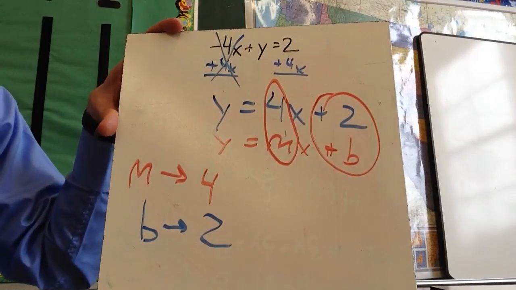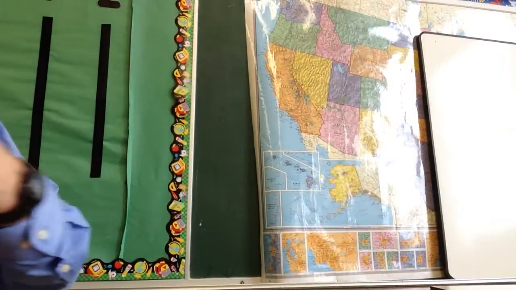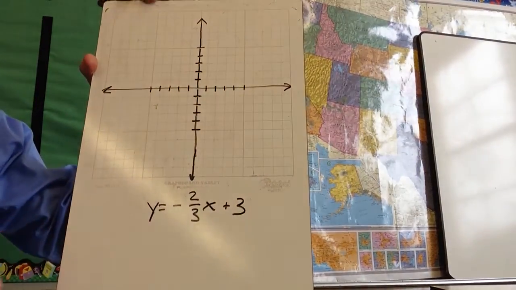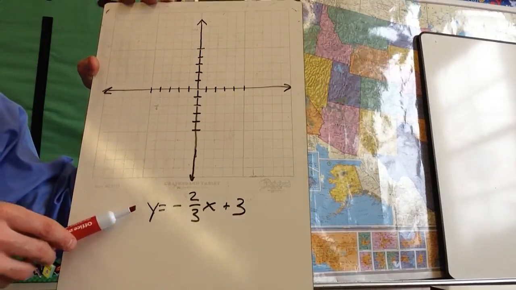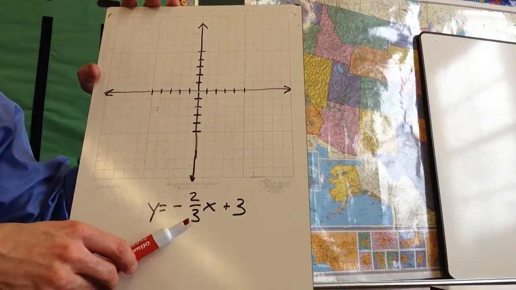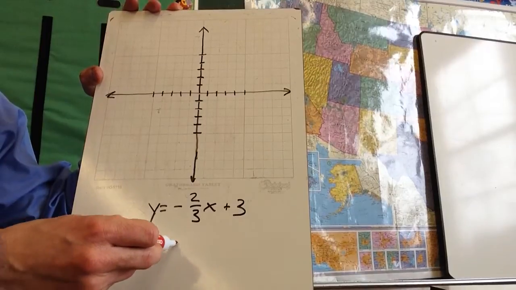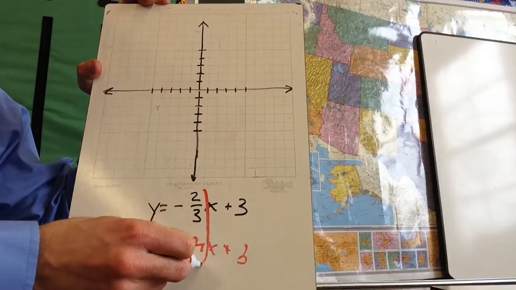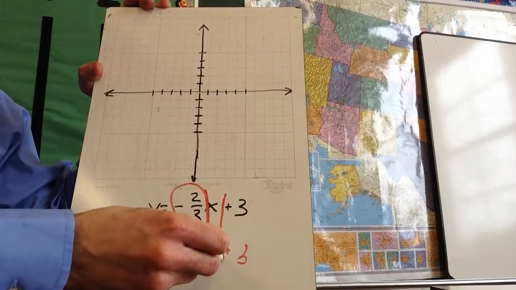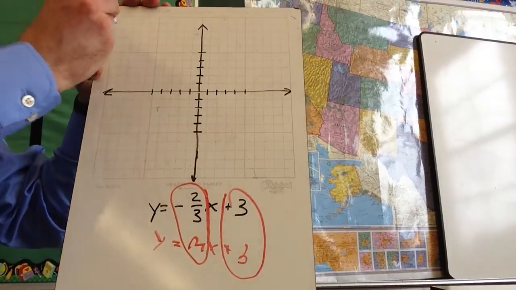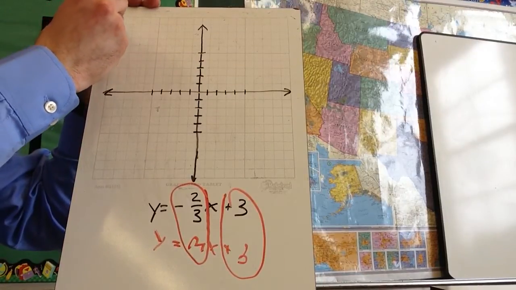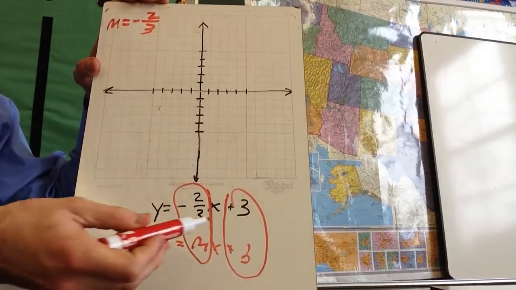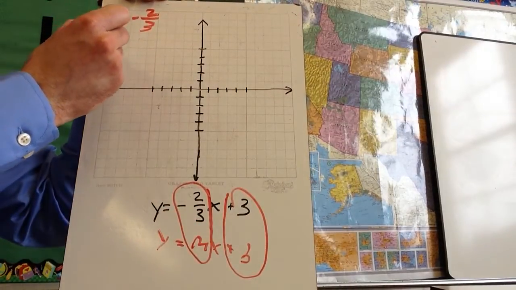All right, so there's another way that you might see a problem. And then finally, how can we use this to actually create a graph? So I've got an equation on the bottom here, y equals negative 2/3 x plus 3. So remember, I'm looking at y equals mx plus b. Here's my m, and there is my b. So the slope of this line is negative 2/3, and the b, as you can see, is 3.